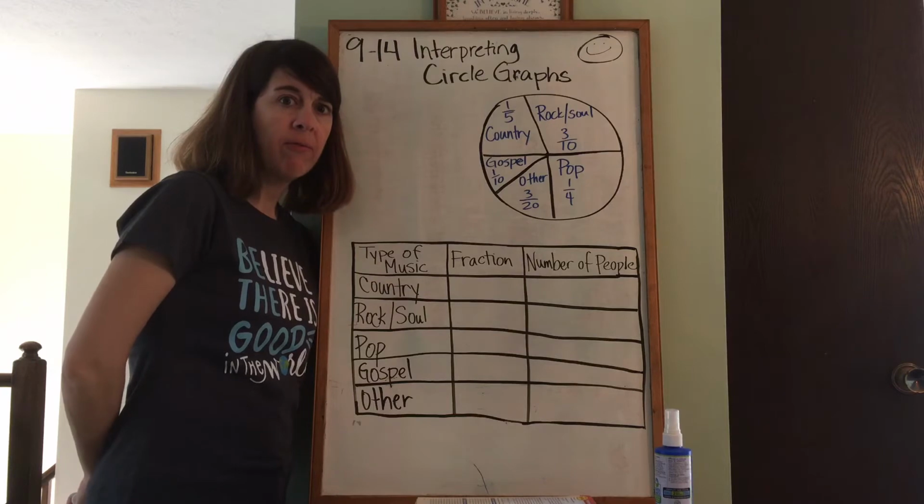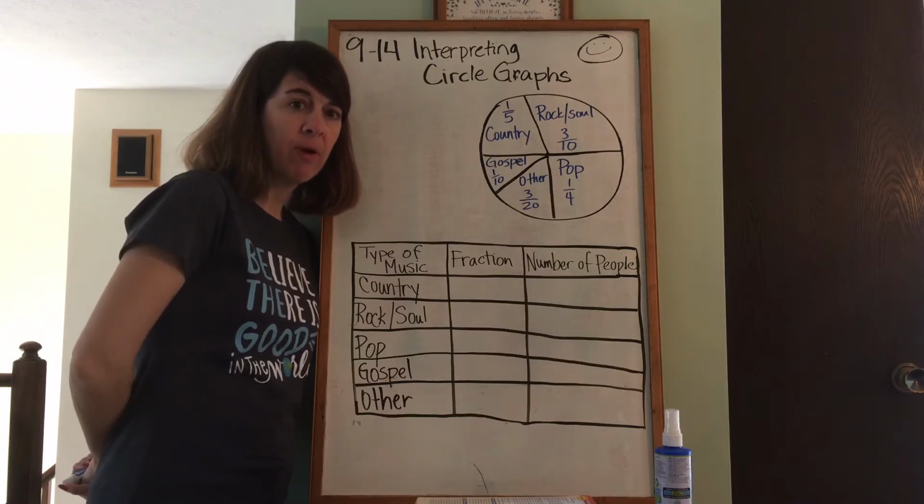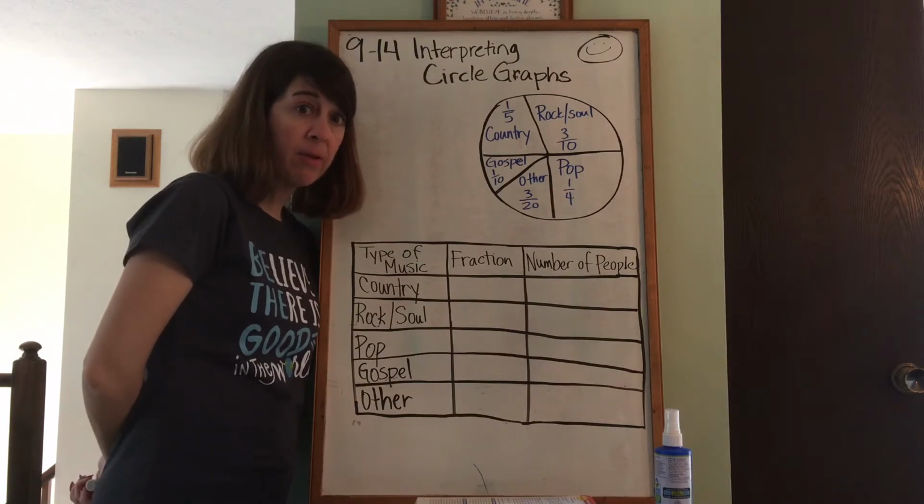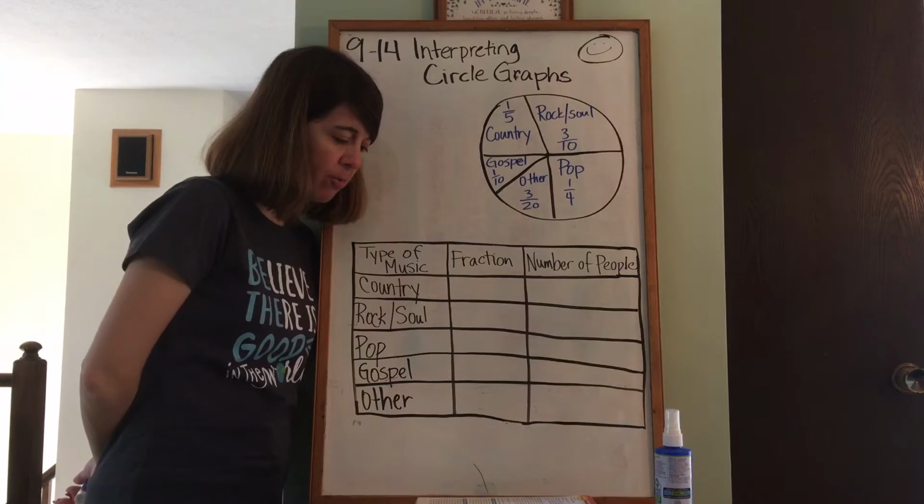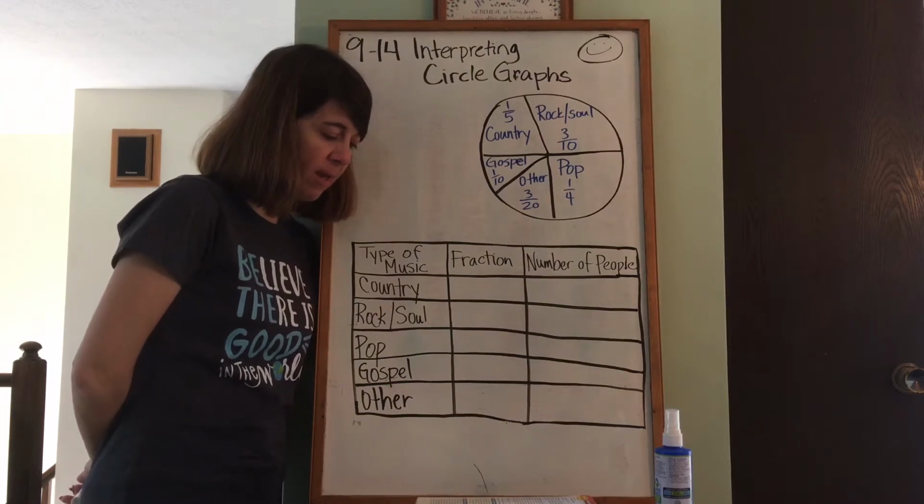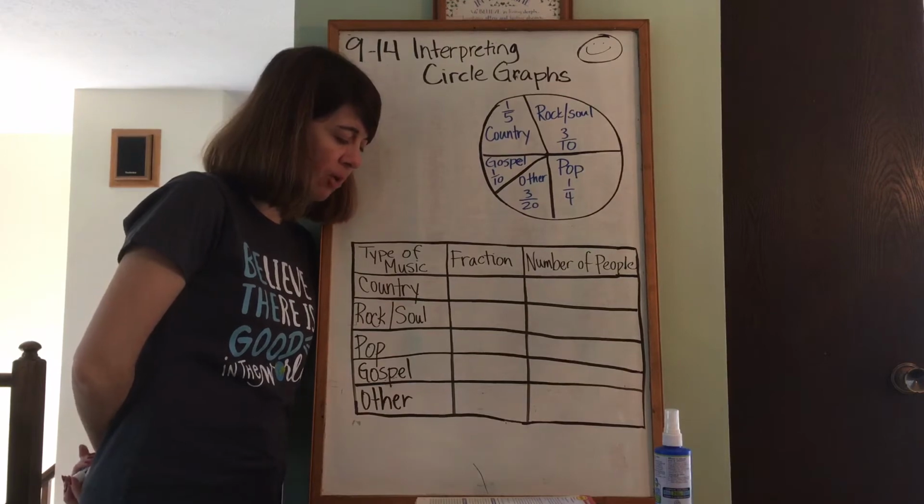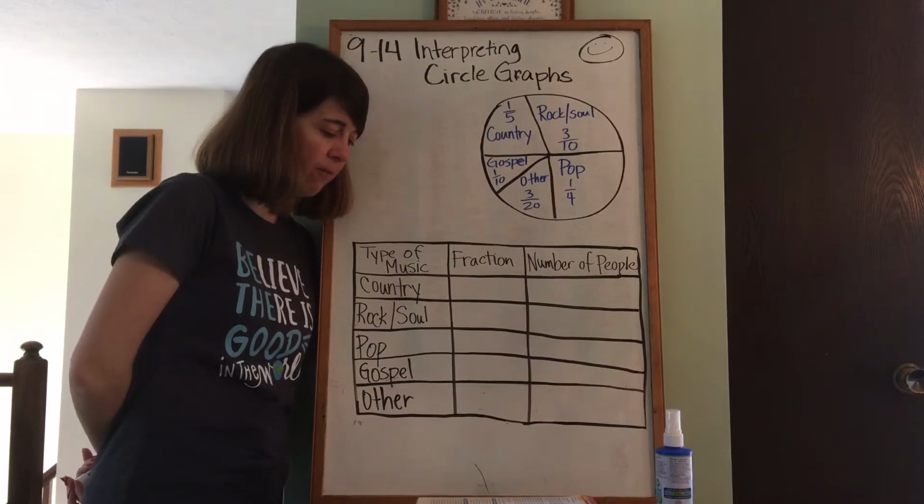So you're probably pretty familiar with circle graphs from past years in math, but today we're going to take it a step further. At the top of the page, it gives you a little introduction. It says, a circle graph shows how different parts of a set of data compare to the whole set. Many circle graphs display the fraction that corresponds to each part of the whole.